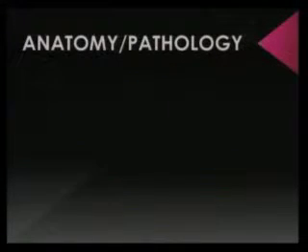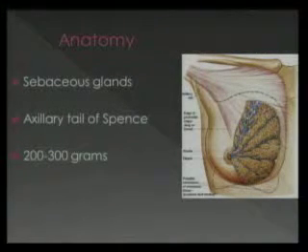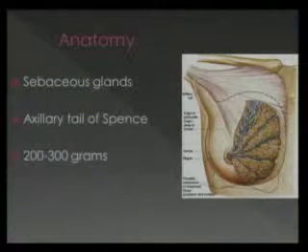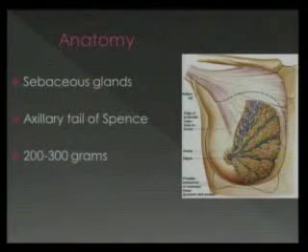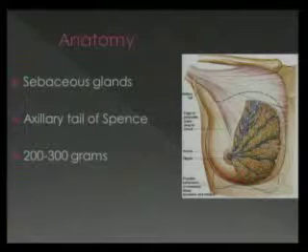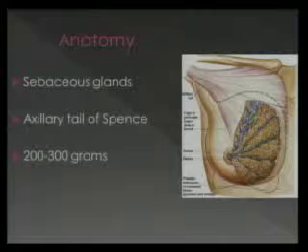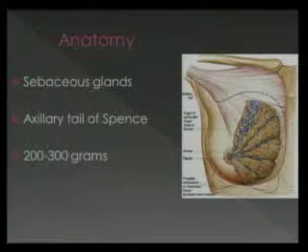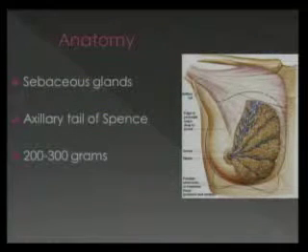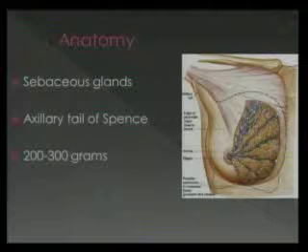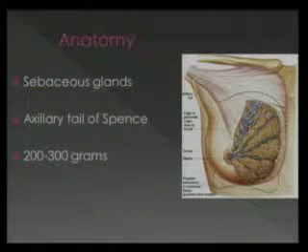So your anatomy and physiology. The breasts are a large sebaceous gland. The mature breast weighs approximately 200 to 300 grams during the menstruating years, and it consists of approximately 20% glandular tissue and 80% fatty connective tissue. After menopause, the glandular tissue is going to regress and be replaced by fatty tissue.